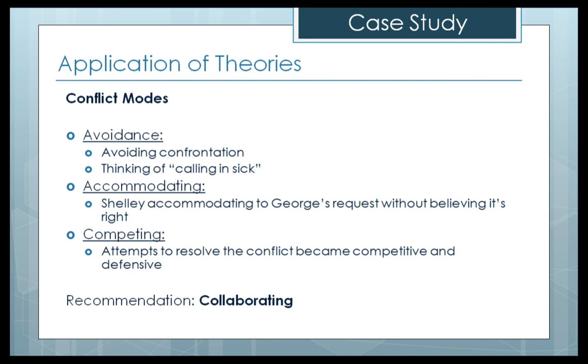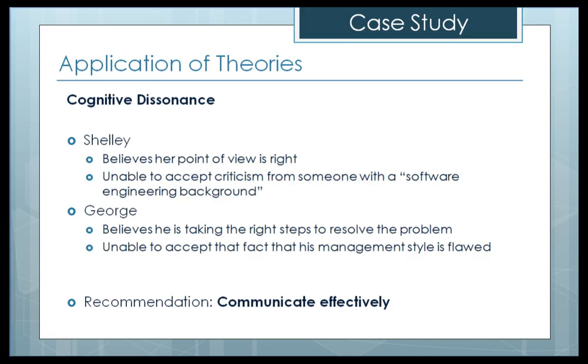If George gave Shelley the time to explain and listened to her, they may be able to find a common ground together. This case study is a perfect example of cognitive dissonance as it provides both conflicting individuals' perspectives. For Shelley, she's unable to accept criticism that George gives her. She has a cognition that her work is perfect, but once George gives her feedback that conflicts with this cognition, it creates a cognitive dissonance which causes frustration.